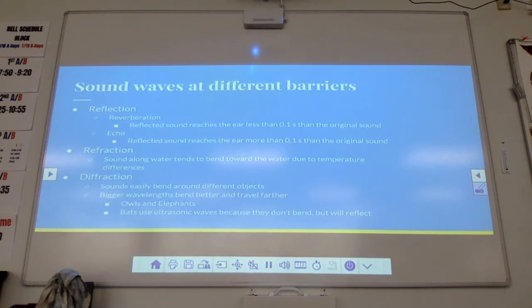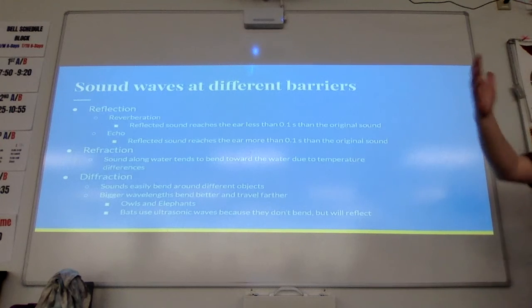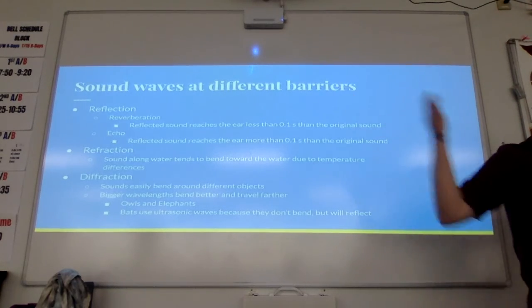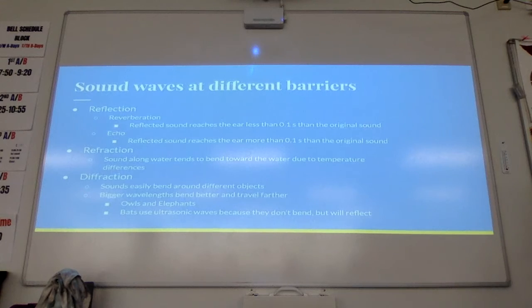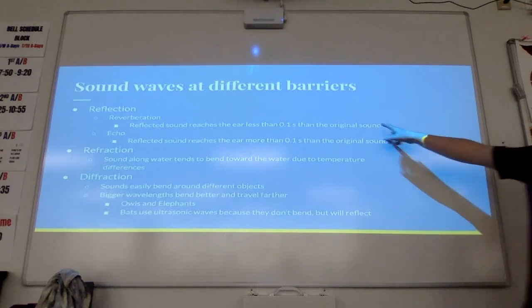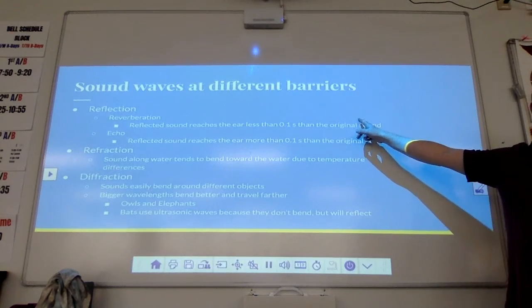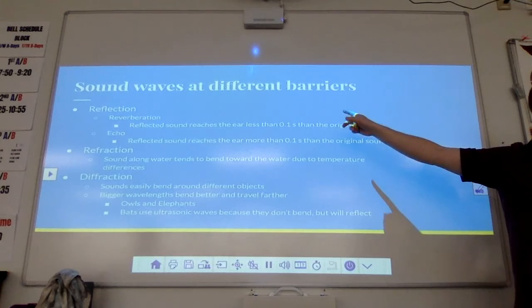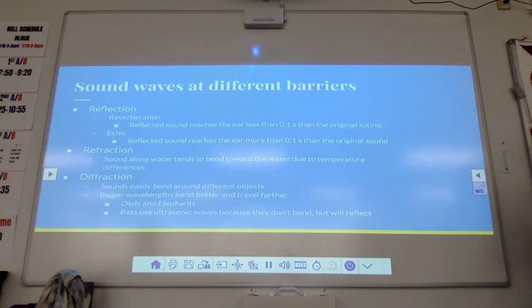Okay? And in this case, it's traveling far enough that our ear can differentiate between the sounds. So it can hear the original sound and it can hear the reflected sound. So that's what an echo is. The distance is far enough away that we can hear both the original and the reflected sound. Reverberations, we can't. Our brain just can't figure that out. That's input that doesn't quite click correctly, and so we don't figure it out.